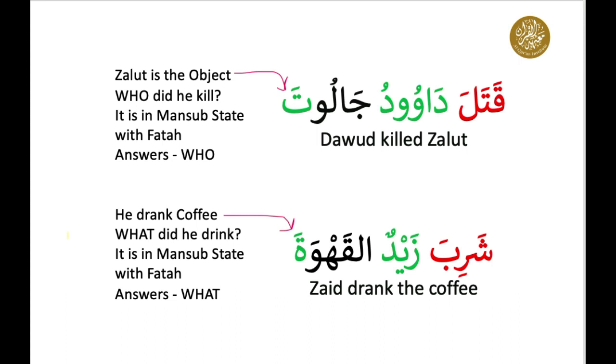Now, something more to know on that. How do you recognize that? You will recognize maful bihi or the object in a sentence by its i'rab nasab, or looking at the last haraka as fatah. So we have just learned a type of maful called maful bihi. For you to know, this maful bihi is the direct object.